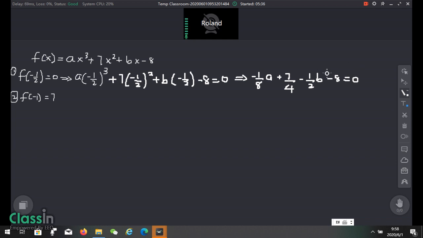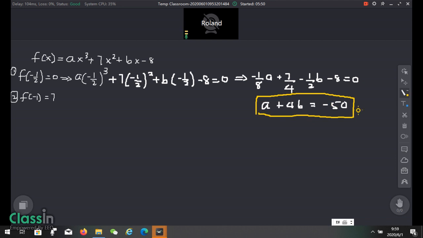We can rearrange this equation. If we arrange it, we have a plus 4b equals negative 50. Let's note this down. This is the first equation: a plus 4b equals negative 50. Let's look at the second one.